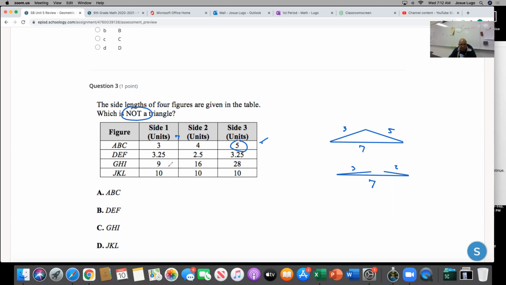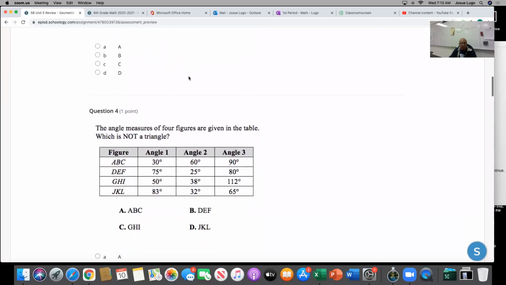28, okay, 16 plus 9 is 25, ladies and gentlemen. So that's not long enough. So it seems like my answer is C. Yep, 10 plus 10 plus 10, that's an equilateral triangle. So GHI cannot make a triangle. That's what that means. All right, moving on.